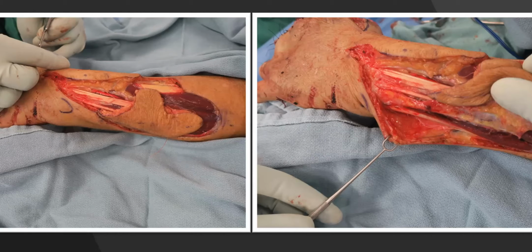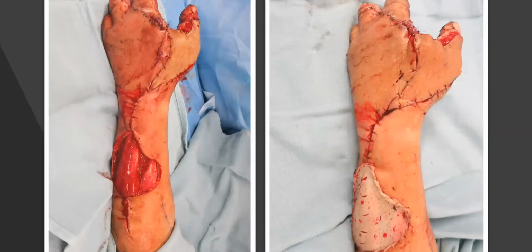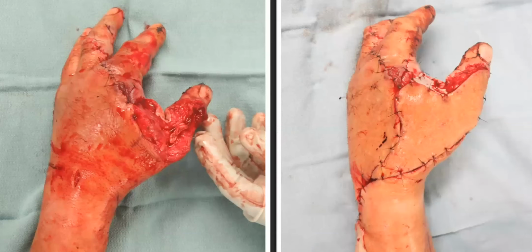So in somebody like this, we might consider a posterior interosseous flap, which in our experience is a robust flap with a reliable pedicle that is radial artery sparing and a regional option for patients. Here you can see that the donor site does need to be skin grafted, but you can maintain the ability to adduct and mobility.